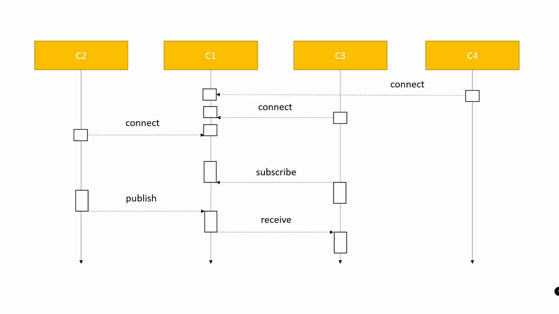For example, C1 acts as a broker, while C2, C3, and C4 all connect to it for services. C3 subscribes to a topic, while C4 doesn't subscribe to that same topic. C2 then publishes a message on that topic. C3 receives the message because it subscribed. C4 doesn't receive the message because it didn't subscribe.